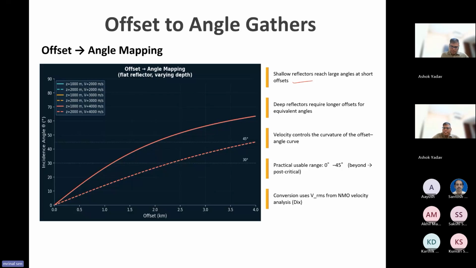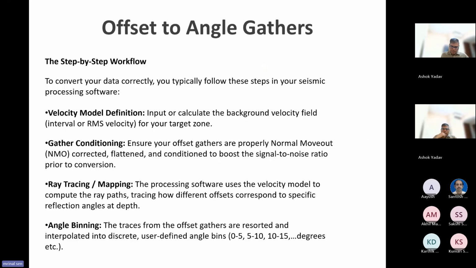and that is kind of hard to handle in a standard processing algorithm. So the step-by-step workflow to convert the data directly, you typically follow these steps. Velocity model definition. So you have to input the velocities. Sometimes, if you have several well logs, you can just interpolate and extrapolate and generate a velocity field. That will be your interval velocity directly. You can just convert from RMS to interval. And of course, you have to apply NMO correction because you just want to pick those and show those as flattened gathers. And that's what is used in AVO.